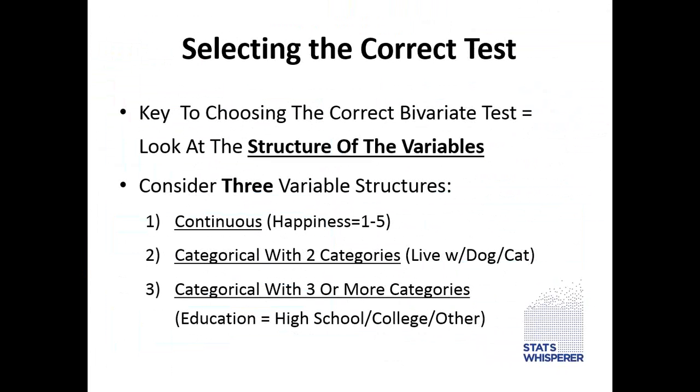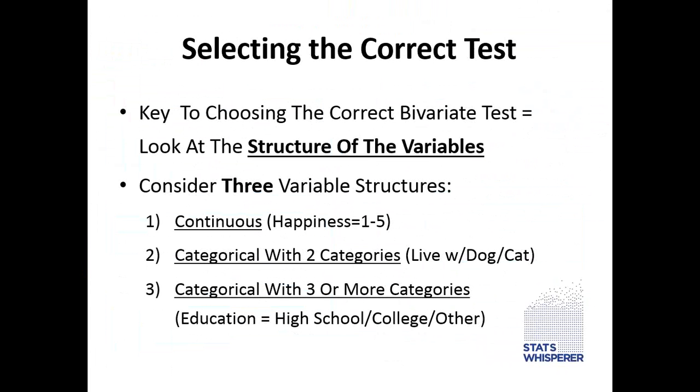Now, here's another key. To select the correct bivariate test, you have to consider the structure of the variables. Now, the structure just means continuous or categorical, and we're going to break that down a little, right? So we're going to consider 3 variable structures. The first one is continuous. Is the variable continuous? Right?